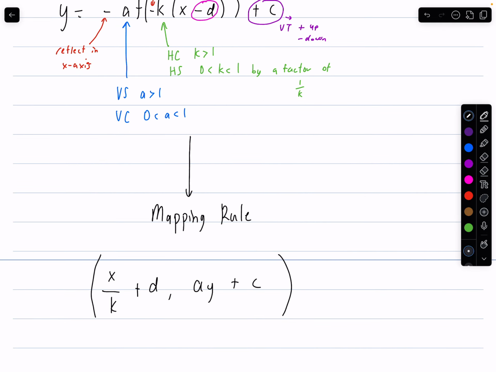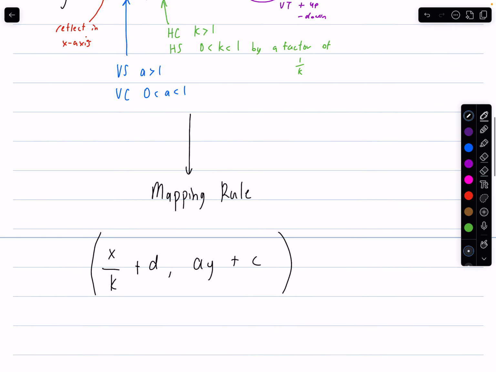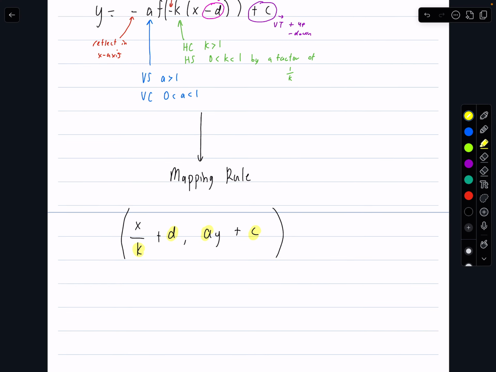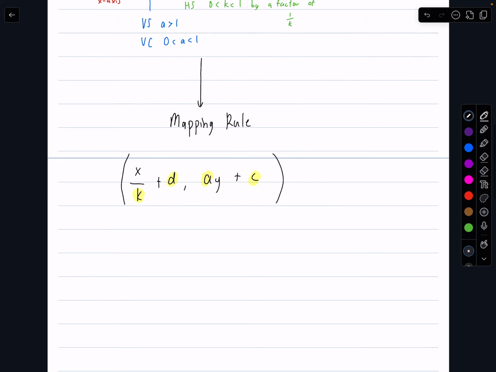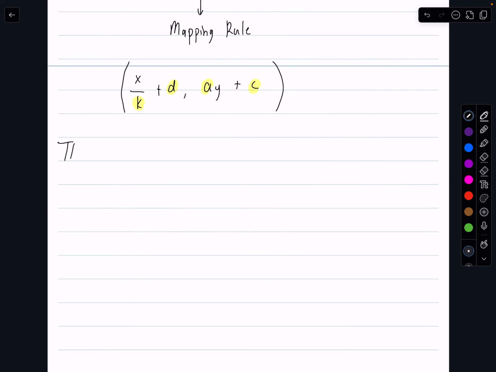Once we look at the function and we can identify a, k, d, and c, then we can plug these into our mapping formula, our mapping rule. Once we plug them into our mapping rule, the mapping rule will help us transform a parent function into a transform function. So this is where we're going to put everything together. And I want you guys to understand the process, okay?